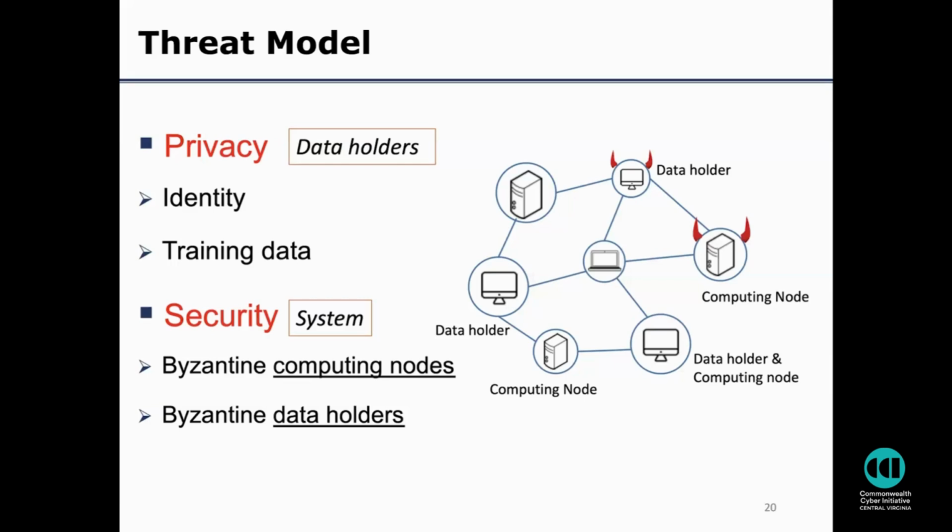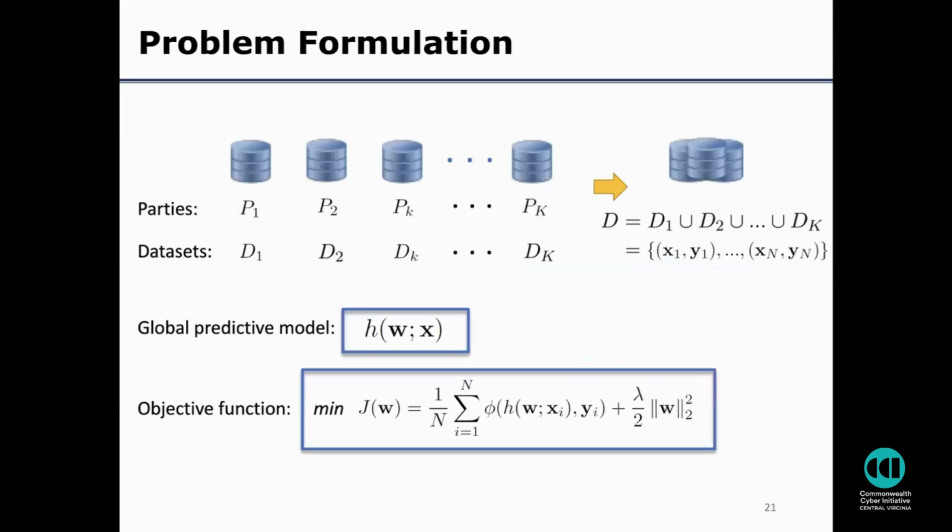Second is malicious data holders who broadcast forged information to jeopardize the learning performance. Since most systems cannot work when there are more malicious users than honest ones, we also assume that the majority of the data holders are honest in the system. So in the following, I will address these threats.